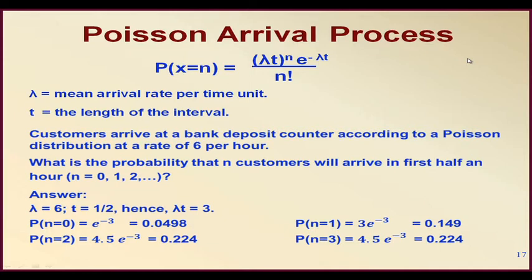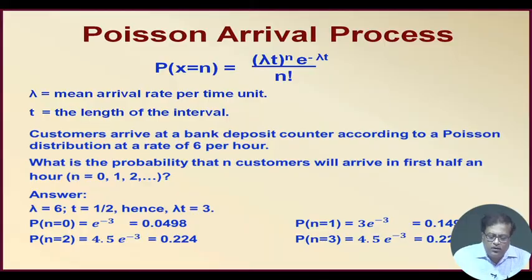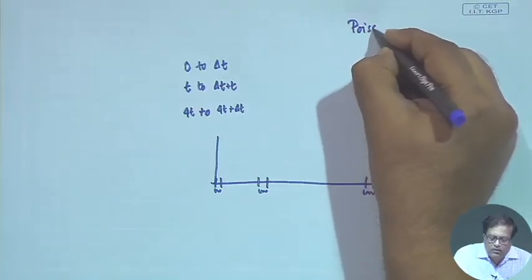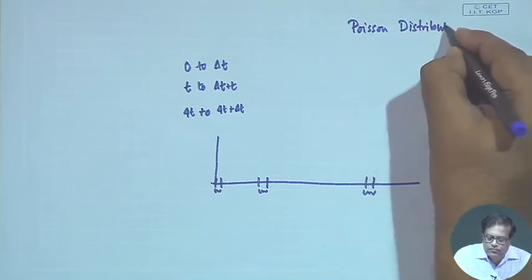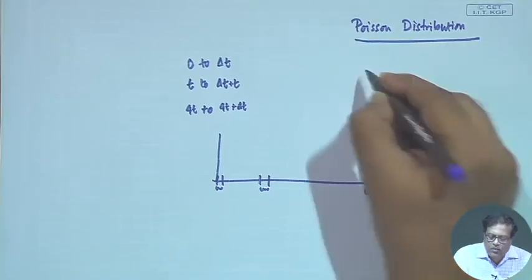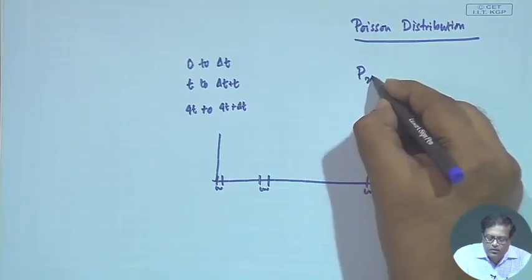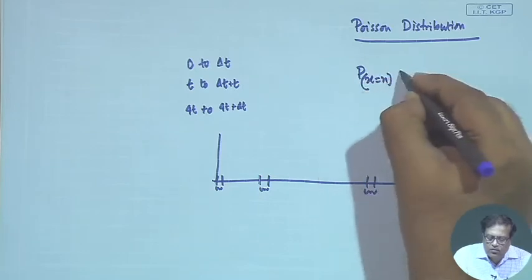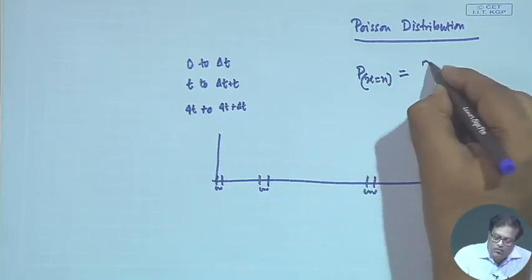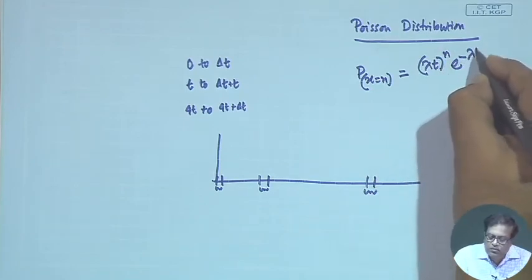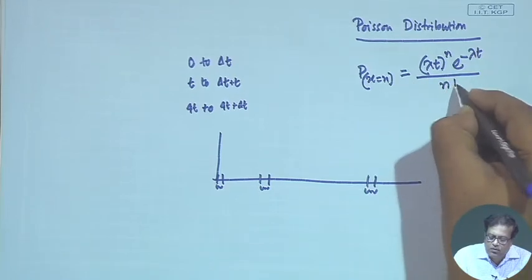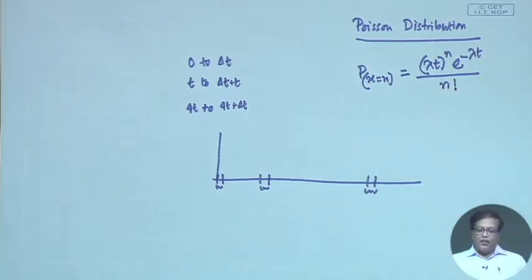So, this is the Poisson distribution. Probability of x equal to n equals lambda t to the power n, e to the power minus lambda t, divided by factorial n. So, that is the Poisson distribution expression.